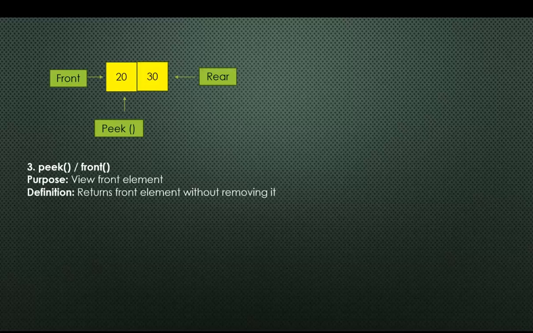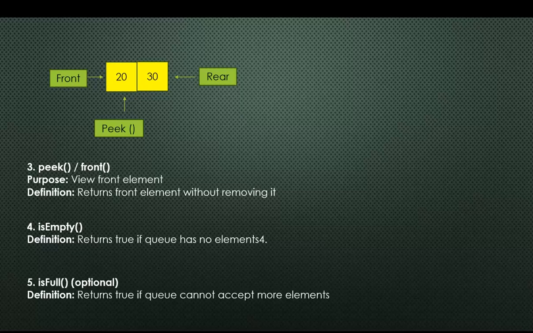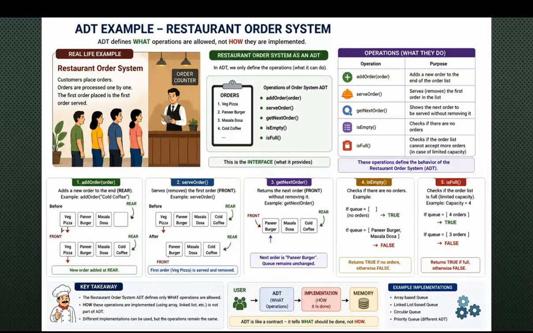Number 3 is peek. This is used to view the front element, and this returns the front element without deleting it. The 4th and the 5th functions are is empty and is full. The operation is empty is going to return true if the queue has no elements. Is full is again optional, depending upon the implementation purpose. It returns true if the queue cannot accept more elements.